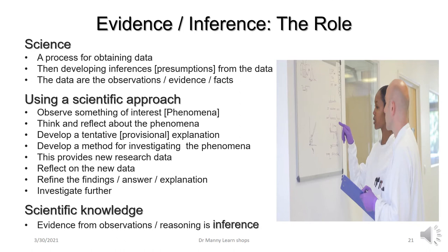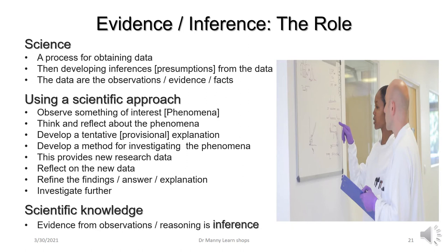So consider, a woman has a diaper in her hand. She's got vomitus, we'll call it spit up, on her shirt. And there's a bottle warming on the counter. You can infer from this observation that this woman is probably a mother and has a baby. That's inference. So using a scientific approach, you observe something of interest, that's the phenomena.